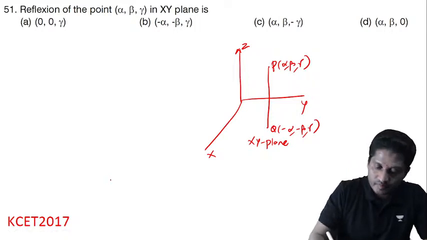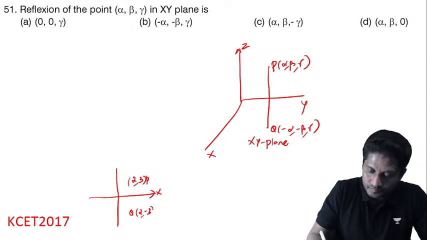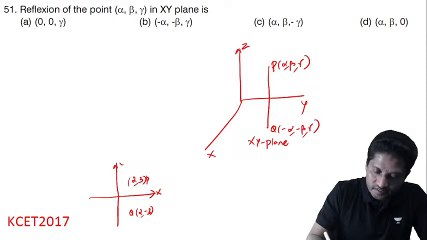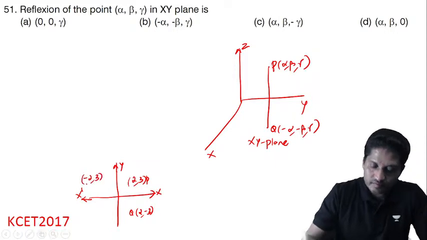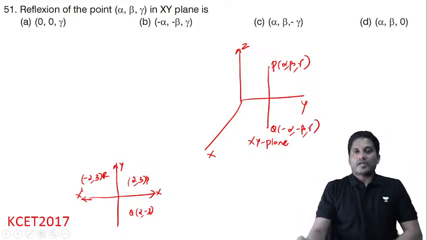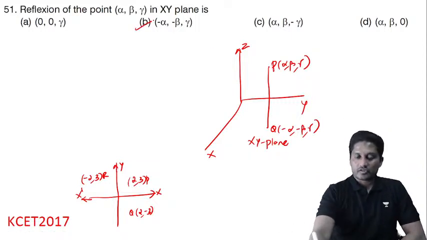If I take, suppose, two-dimensional, if this point is 2 comma 3, reflection of 2 comma 3 in x-axis will be equal to 2 comma minus 3, isn't it, guys? Again, reflection of this with respect to y-axis will be equal to minus 2 comma 3, right? Same logic. The reflection of alpha, beta, gamma in xy plane will be minus alpha, minus beta and gamma. Answer is option B.